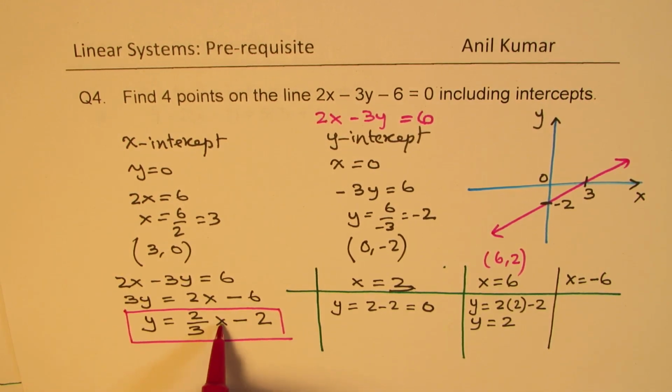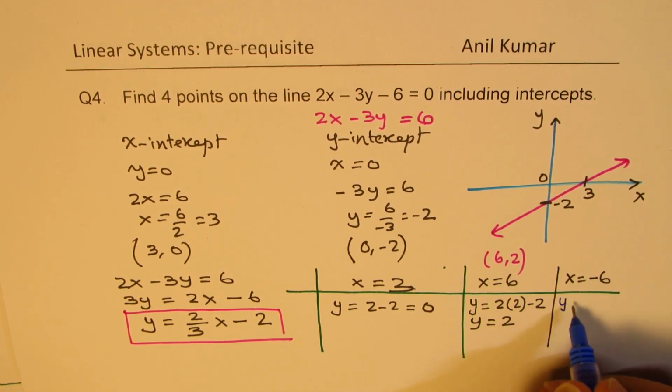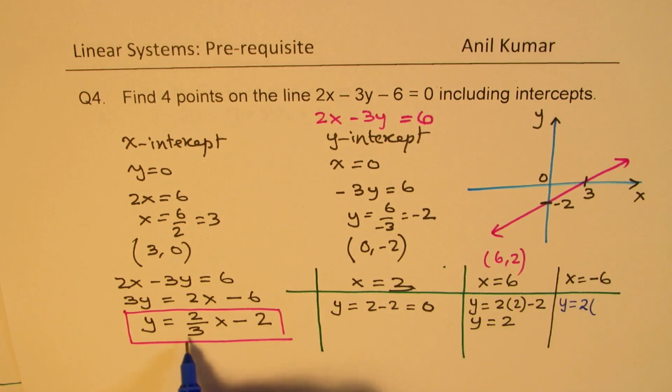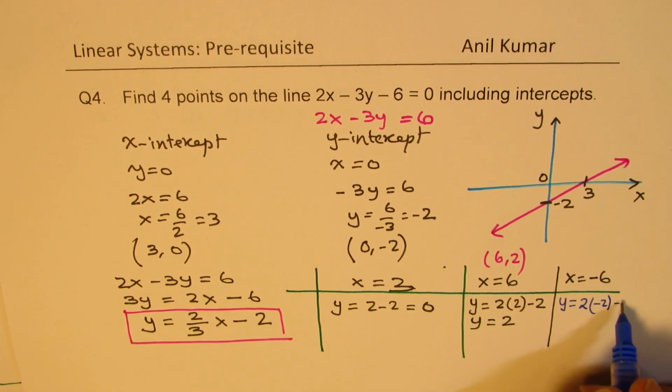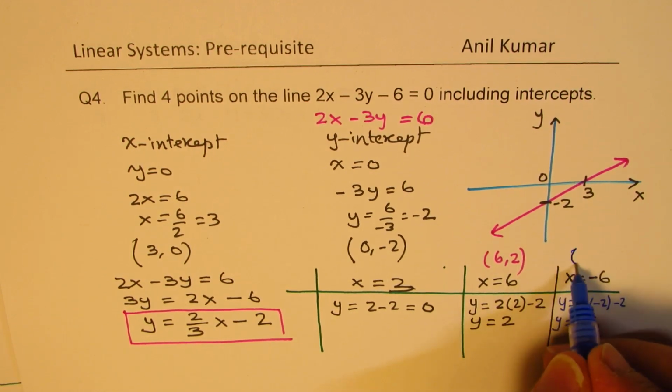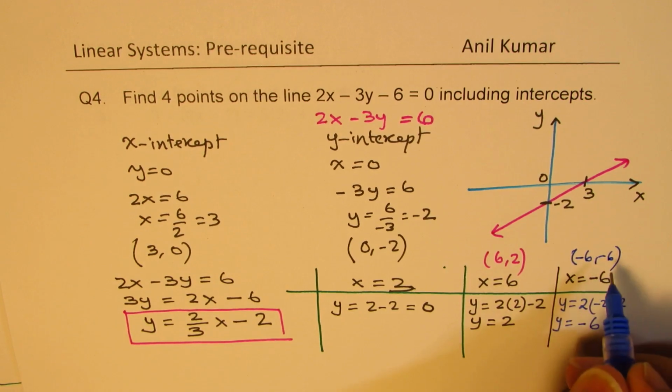So if I write minus 6 here, 3 times minus 2 is minus 6, right? So what we get here is y equals 2 times minus 2, so we get a value of y as minus 4 minus 2, which is minus 6. So the point is minus 6, minus 6, correct?